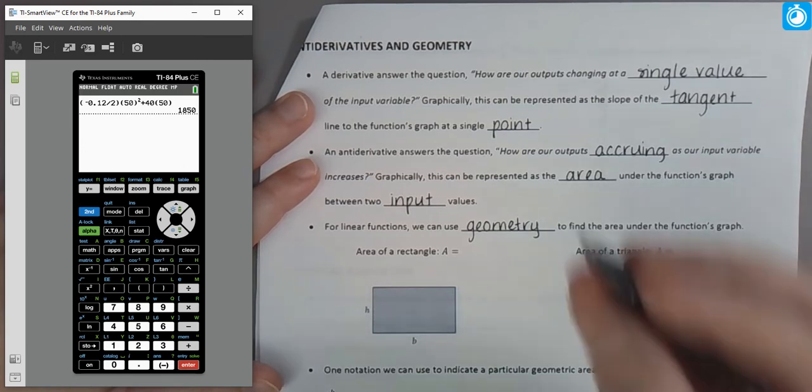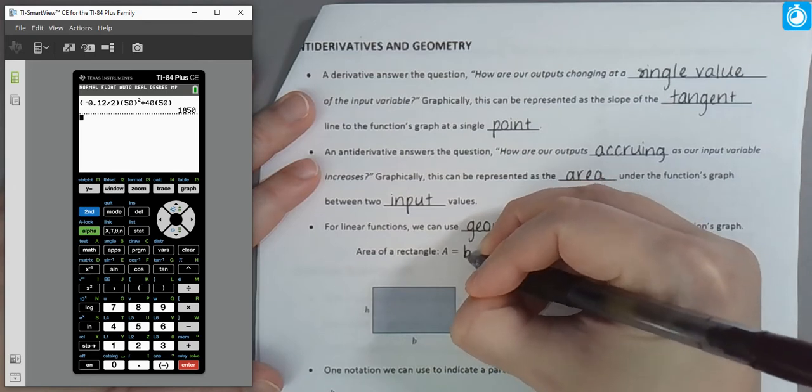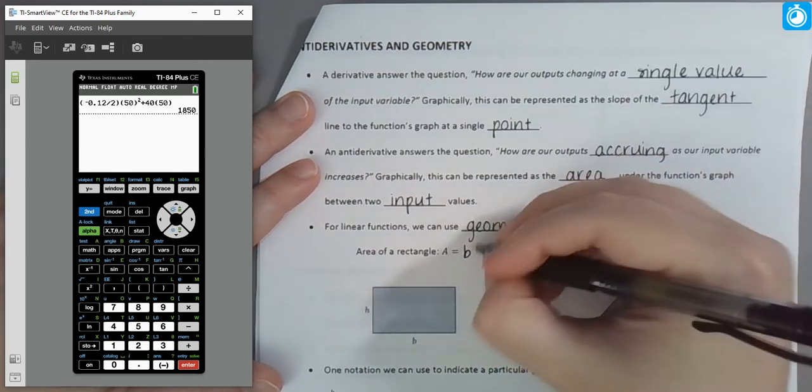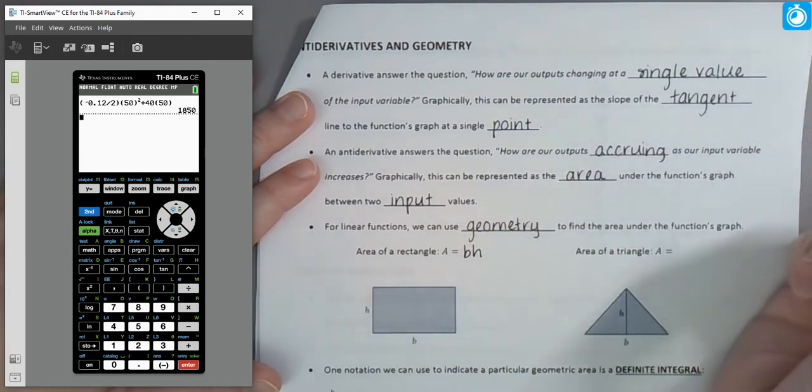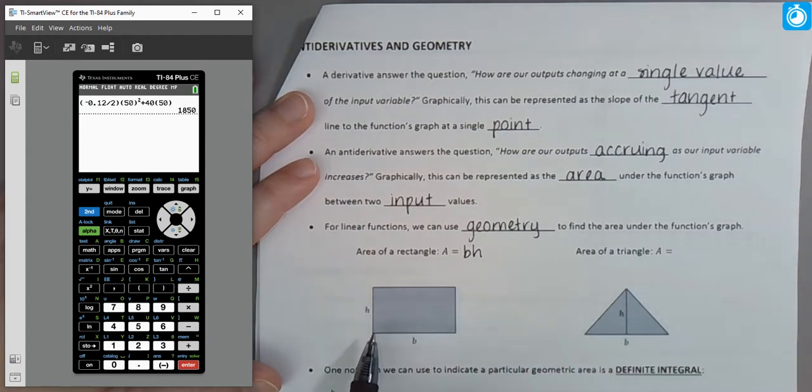So the area of a rectangle is defined as the length of the rectangle's base times the length of that rectangle's height. So base times height, or length times width. The variables don't really matter, it's just the concept. So one dimension multiplied by the perpendicular dimension.